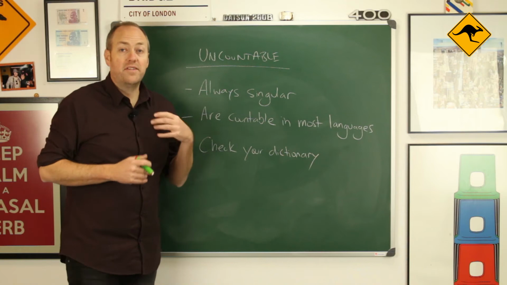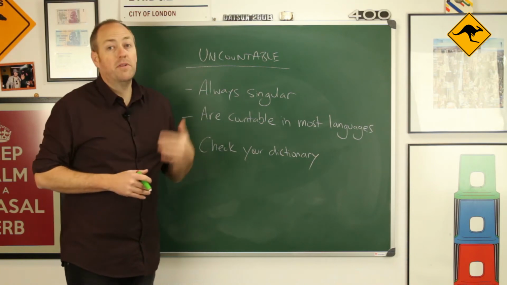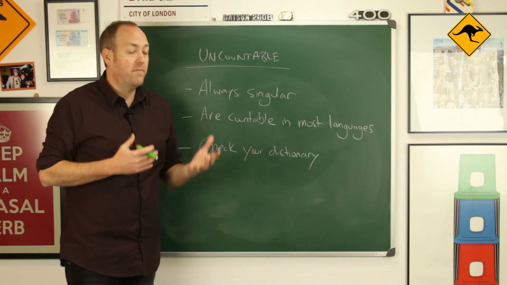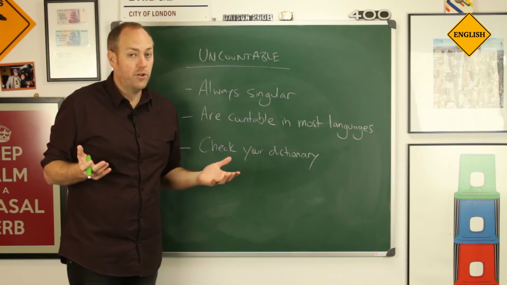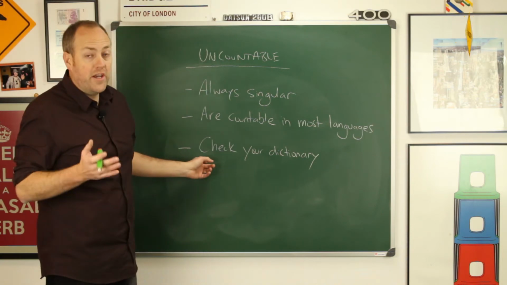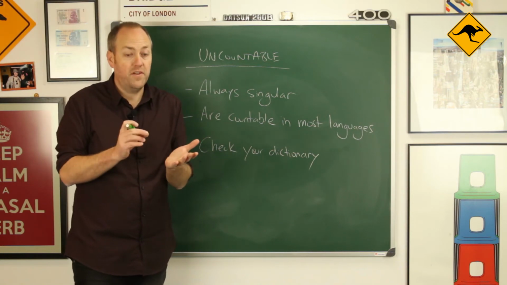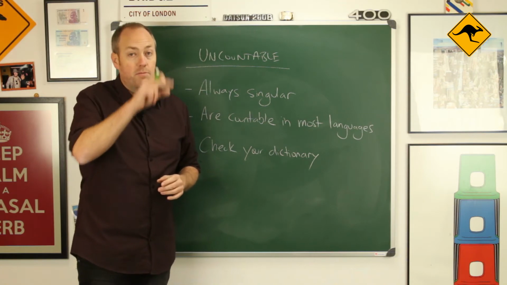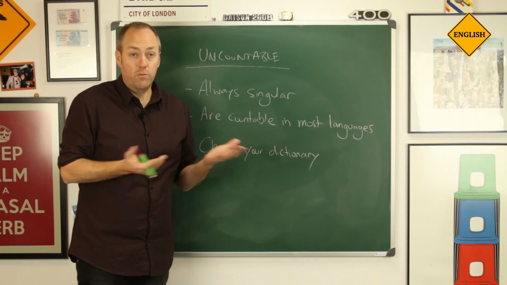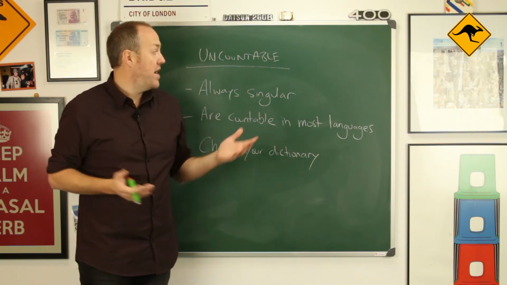And a problem is that most uncountable words in English are countable in most other languages. So it's something that you're going to have to get used to if English is your second language. You can check in your dictionary. When you learn a new noun, look in the dictionary. It will tell you if it's countable or uncountable, marked with a C for countable or a U for uncountable. Or maybe it will say countable, uncountable, or mass noun as well. A mass noun is the same as uncountable.